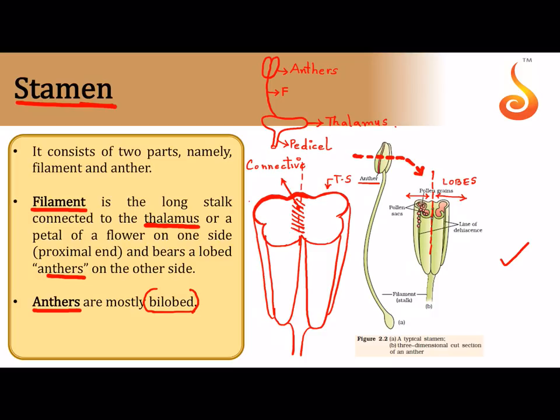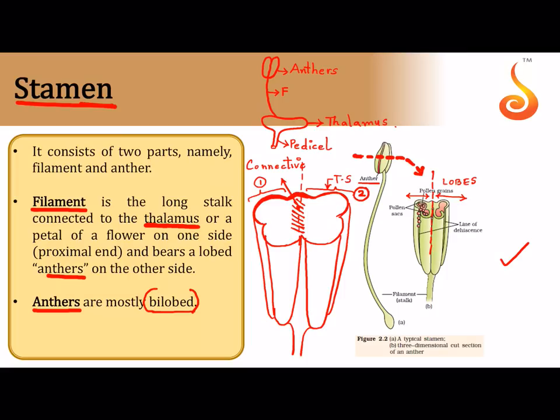Now on either side of the connective, this will be one lobe of the anther and this will be the second lobe of the anther. So 1 and 2. Because there are two lobes, because there are two halves on either side of the connective, we say that the anther is considered to be a bilobed structure. Is that clear to all of you?